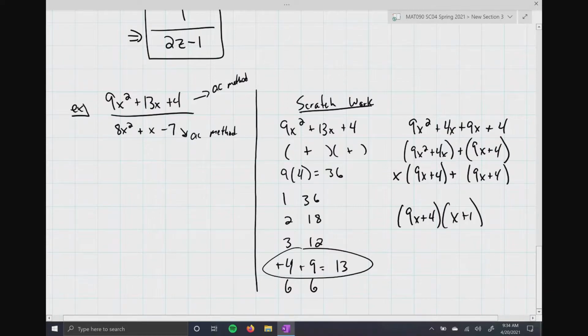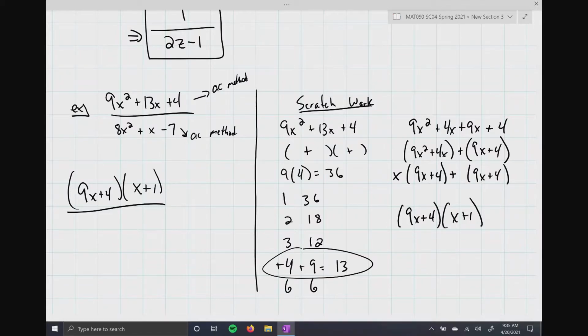Therefore, I'm going to be left over with 9x plus 4 because I factor that out, and x plus 1 is left over. So my numerator off to the left is going to be 9x plus 4 times x plus 1. Okay? Are there any questions? Because I'm not done yet. I still have to do the same exact thing with the denominator.